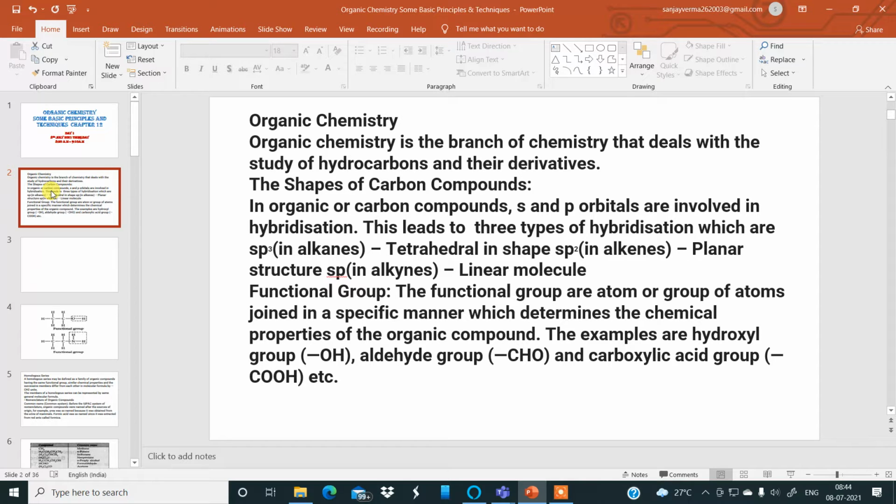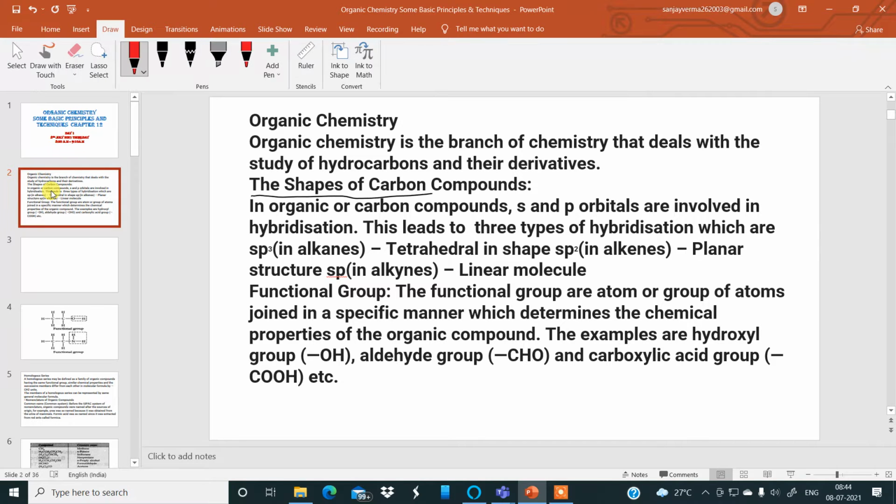Then after that, the shapes of carbon compounds. If you go into depth and try to figure out the shapes of carbon compounds, we will see that they have a variety of shapes. The shapes can be planar or tetrahedral or trigonal bipyramidal and so on.